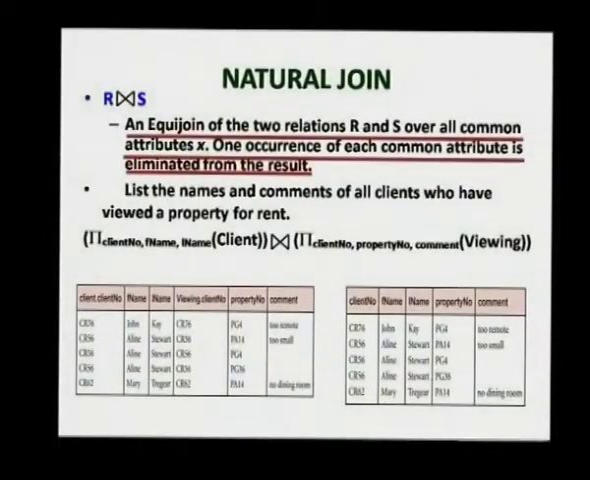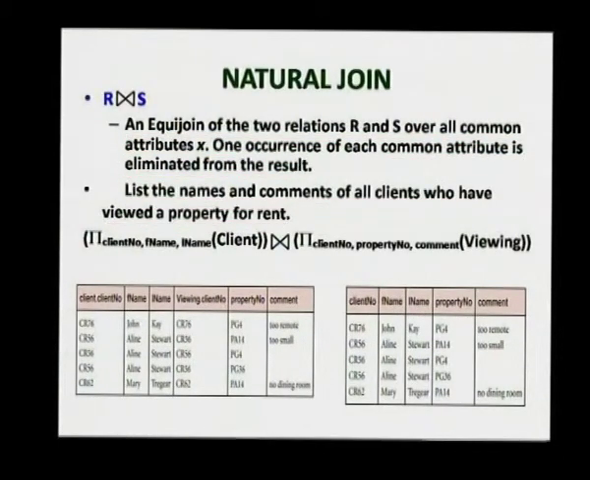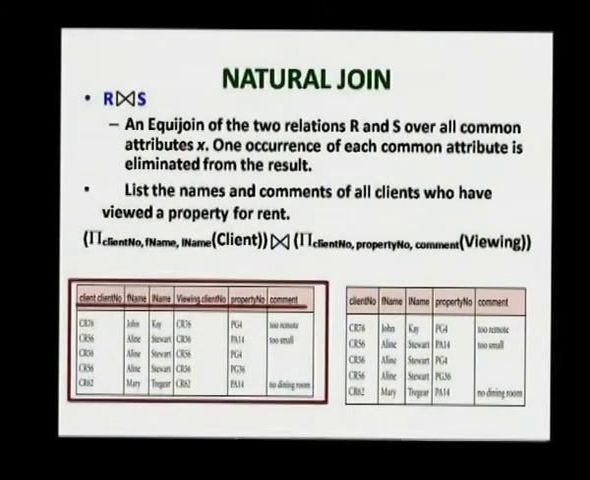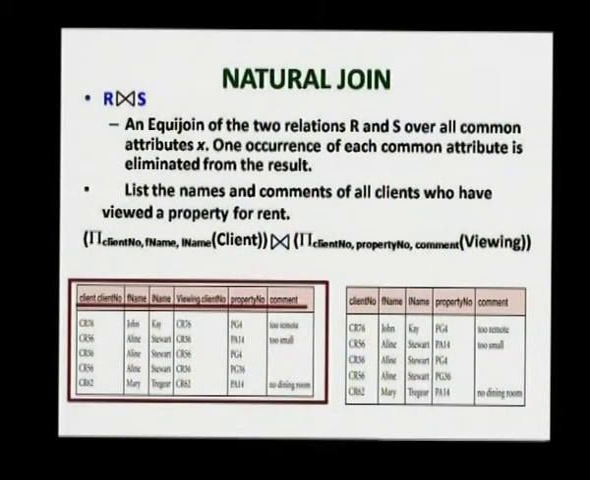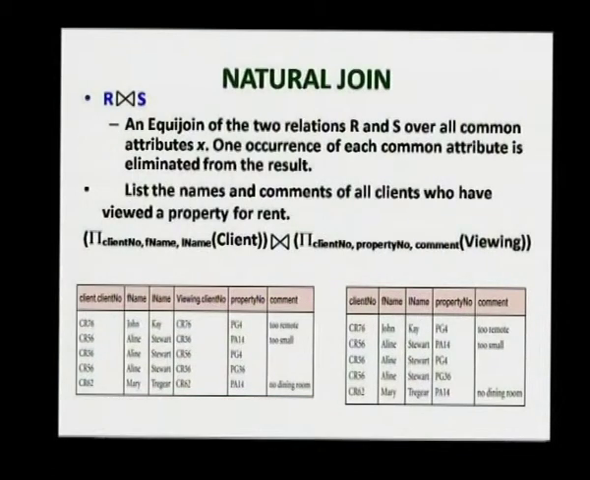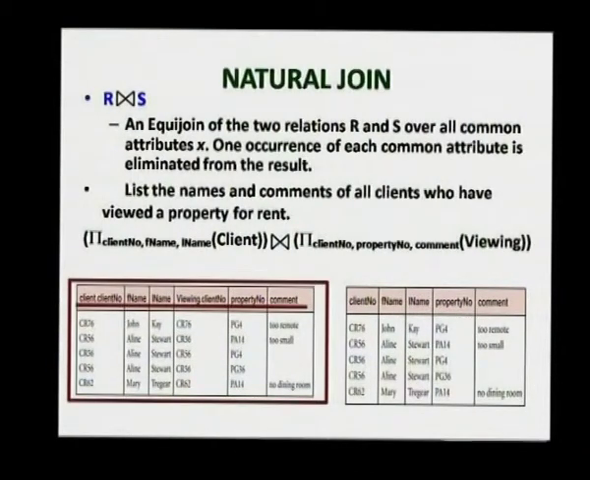So that is an equijoin of 2 relations R and S over all common attributes X, keeping one occurrence of each common attribute. For example, list the names and comments of all clients who have viewed a property for rent. So here you have client dot client number, F name, L name, viewing dot client number, property number and comment. Everything remains the same except this viewing dot client number, which was the equijoin condition; one of that has been removed. So that is the result. You do not have to specify both client dot client number and viewing dot client number, you will be doing the operations only on one. So now we have removed that.